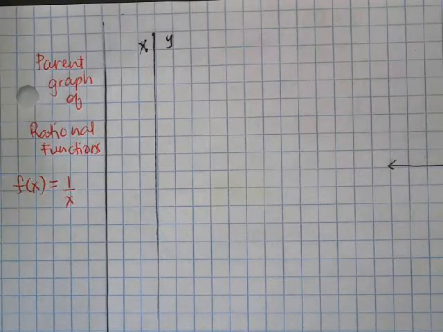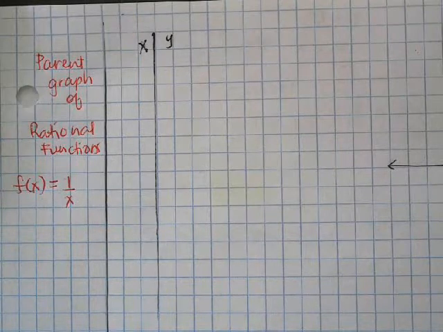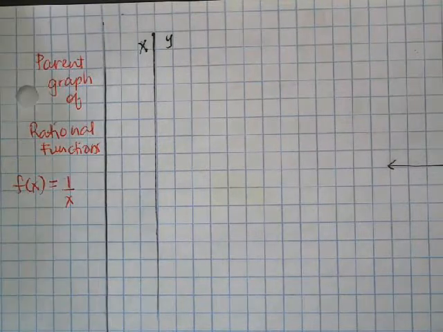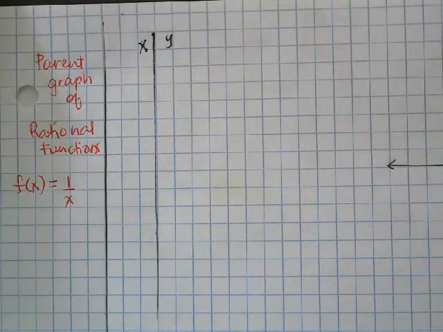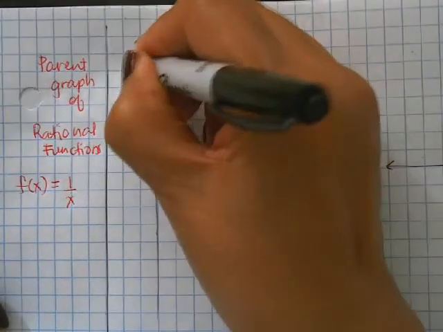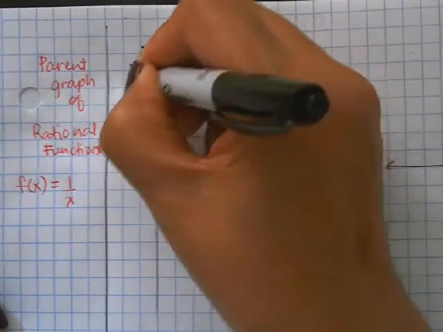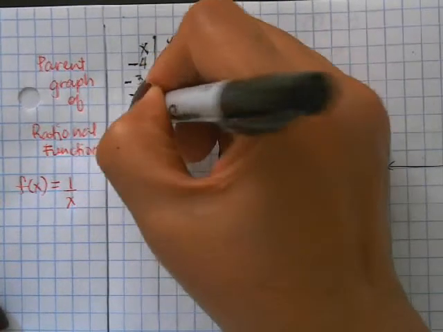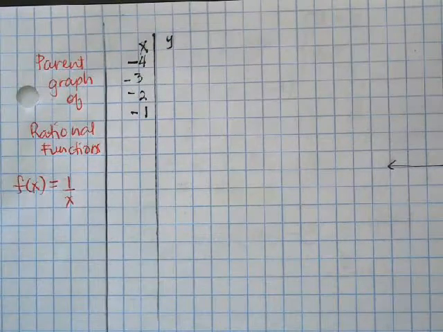So let's start graphing the parent graph of rational functions, 1 over x. Okay, rational functions, the parent graph is 1 over x. So let's give values for x and solve for y or f of x. Let's start with -4, -3, -2, -1. Okay, let's start with these numbers.